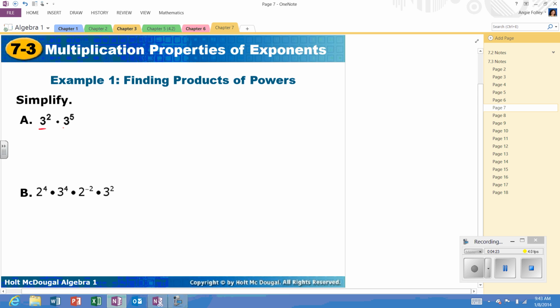So let's try an example. We've got a base of 3 that's the same. So we're going to add our exponents, 2 plus 5. So that equals 3 to the 7th.